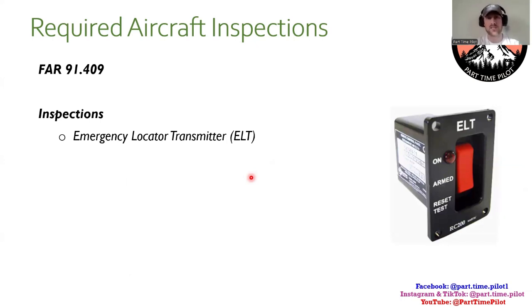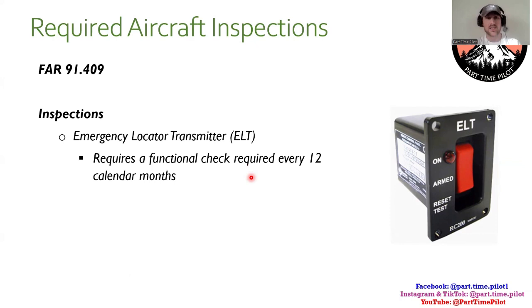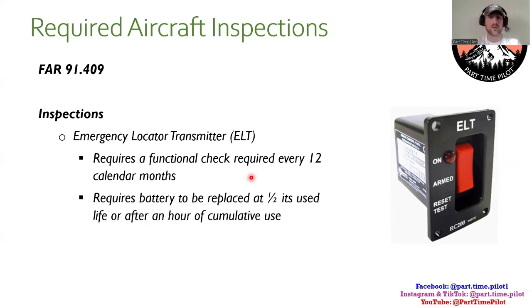And finally, the E, so I guess not the last one because we got the S at the end of AVIATES, is for emergency locator transmitter, which is ELT. And it requires a functional check every 12 calendar months. And then it requires the battery to be replaced at half its useful life or after an hour of cumulative use. So if it turns on and it's been used for half an hour one day and then another day gets turned on and used for a half hour, that would be an hour of cumulative use and you'd have to get the battery replaced.